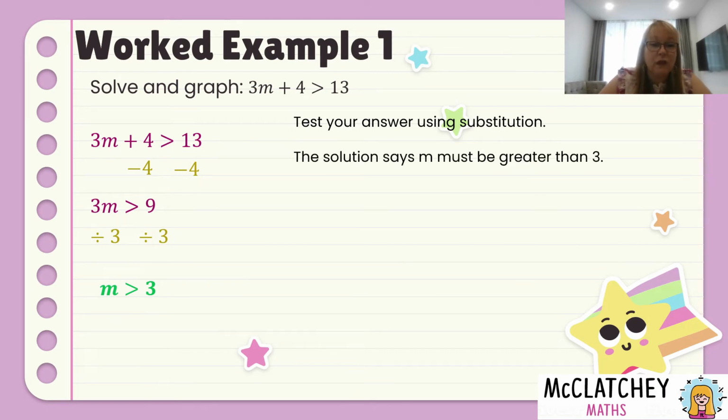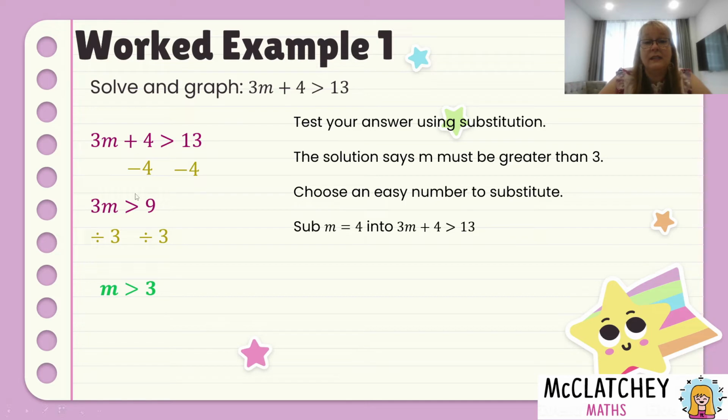So what I'm actually going to do is, my solution says I've got to have a number bigger than 3. So I'm simply going to pick a number that's bigger than 3. Let's choose the number 4. It's the next easiest one. So we're going to substitute a bigger number than 3 into the equation and then see if it holds true. So 3 times 4 makes 12, plus 4 makes 16. 16 is greater than 13. Therefore, that's true. So therefore, I have solved this side correctly.